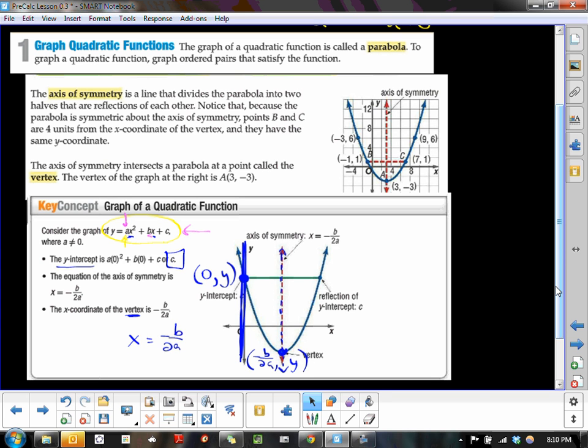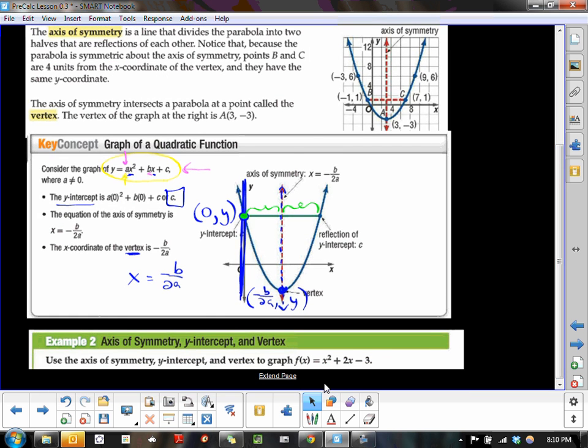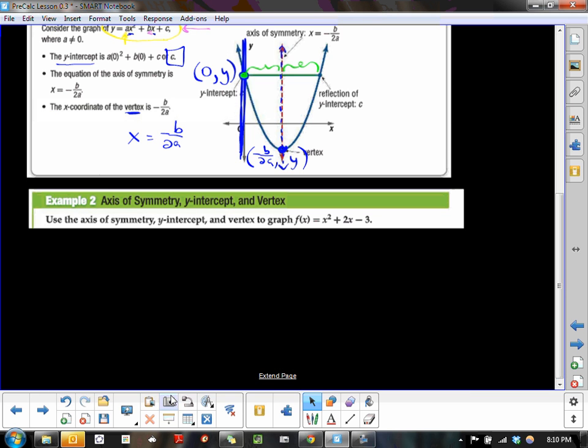And then once we find the vertex, we'll plot it. Once we have the y-intercept, we will make sure that we reflect it across the axis of symmetry, the same number of units horizontally. It'll be exactly the same distance vertically above or below the axis. And that'll be our quick sketch of a quadratic equation.